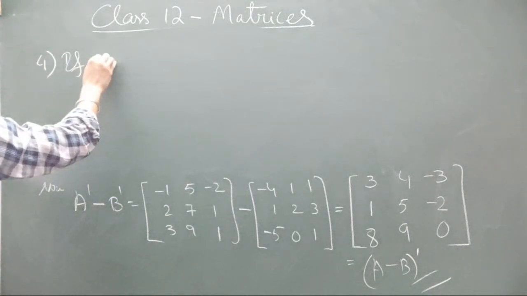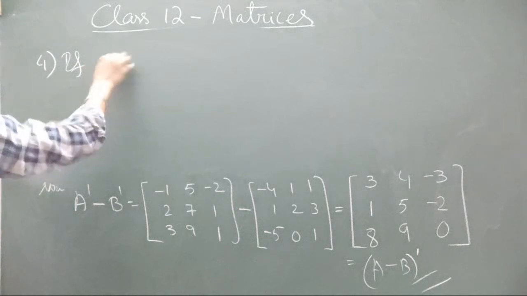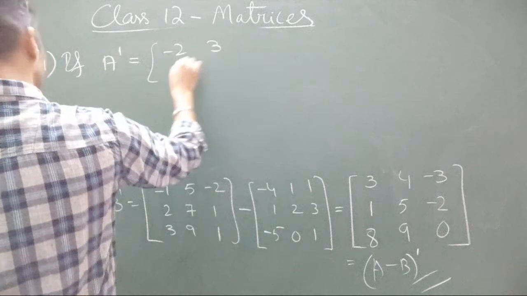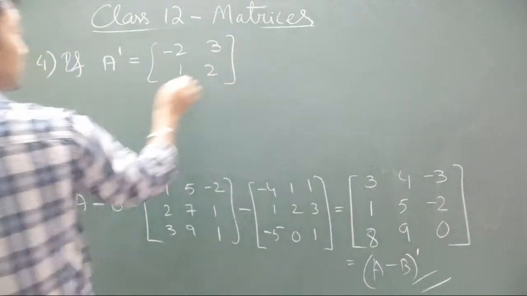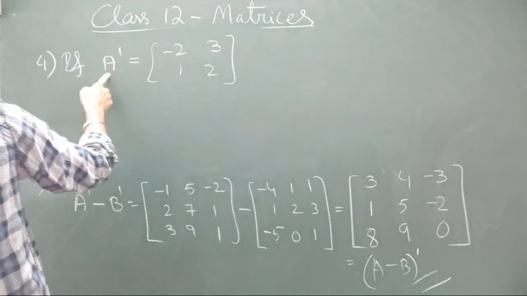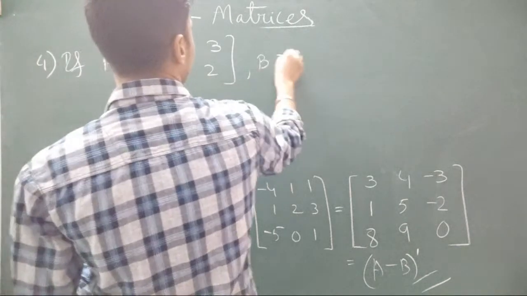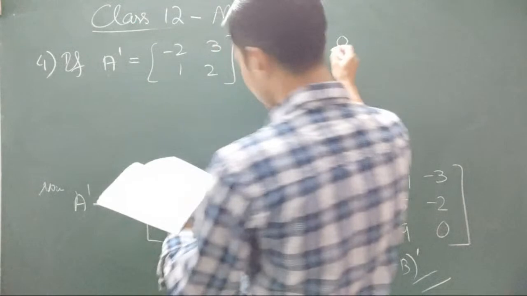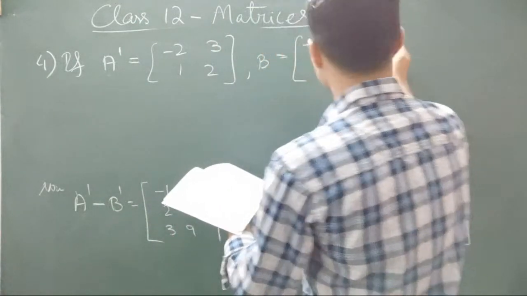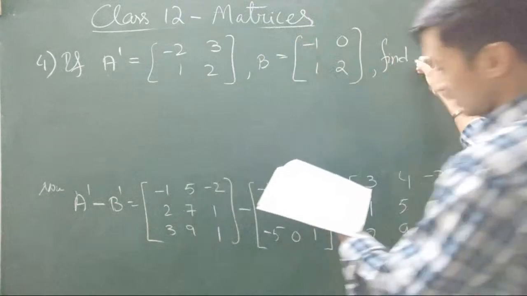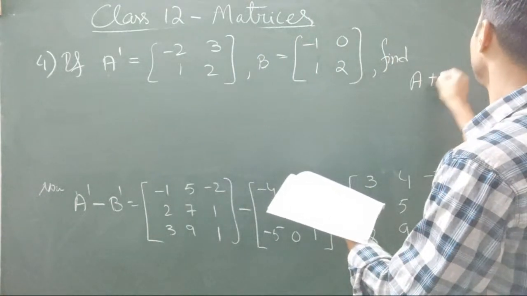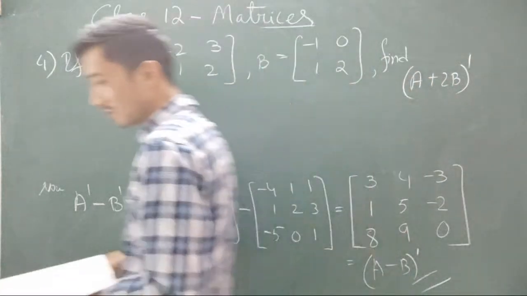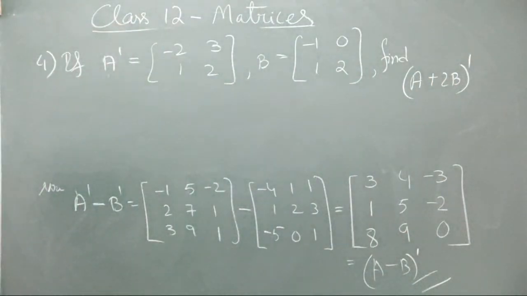If A transpose is minus 2, 3, 1, 2. Take a note here, not A. A transpose is given. So you have to be careful, sometimes these small things slip out of our vision. Then we're supposed to find out A plus 2B whole transpose, the transpose of the matrix A plus 2B.